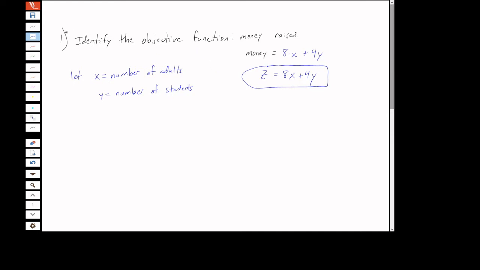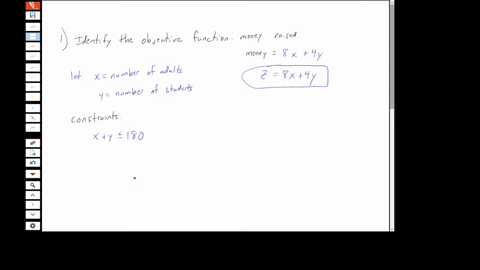I also want to identify the constraints. Okay, so in the problem it said that we had 2 constraints. The theater can hold no more than 180 people. So x is the number of adults, y is the number of students, so the total number of people is x plus y. And the theater can hold no more than 180, so it could hold 180 or less. So x plus y has to be less than or equal to 180.